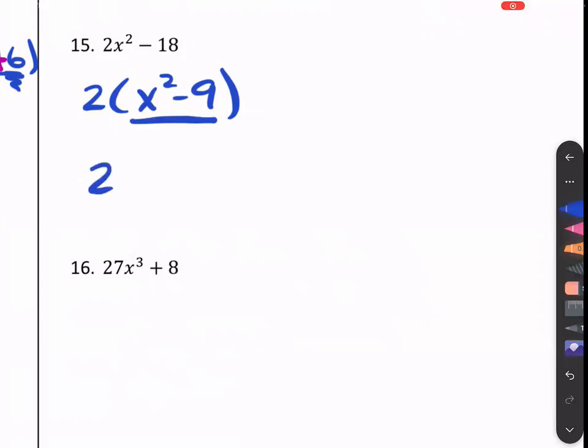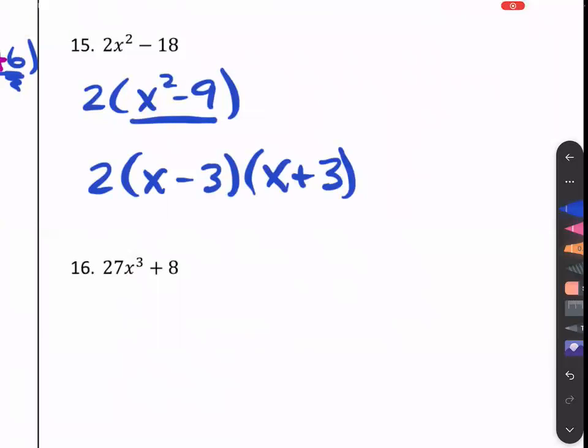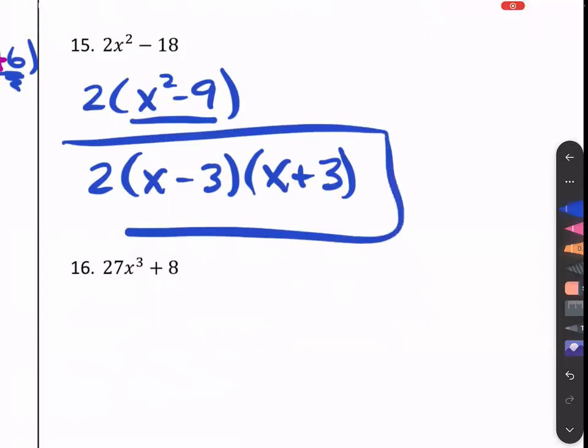So I'm going to factor it the same way I did for number 14. I'm going to take a square root of x and a square root of 9, and I get x and I get 3. And then my second is x plus 3, because that's how we factor perfect squares. And this is our final answer. So if you stop here, that is not right, because that's not fully factored. Okay, you need to make sure that you factor it all the way.